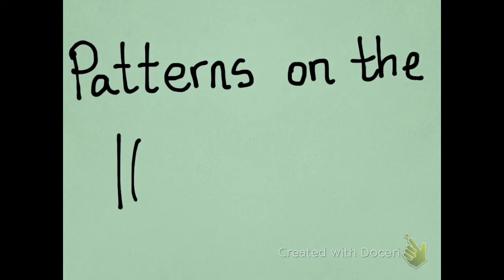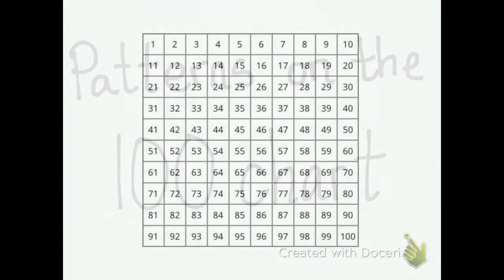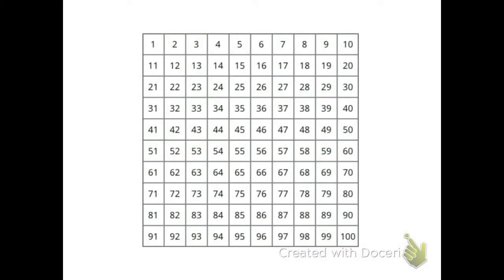Hello everybody, today we're going to be looking at patterns on the 100 chart. The 100 chart is a chart that starts at 1 and ends at 100. We read the chart from left to right and from top to bottom. So when you get to the end of the row, you go back and start the next row.